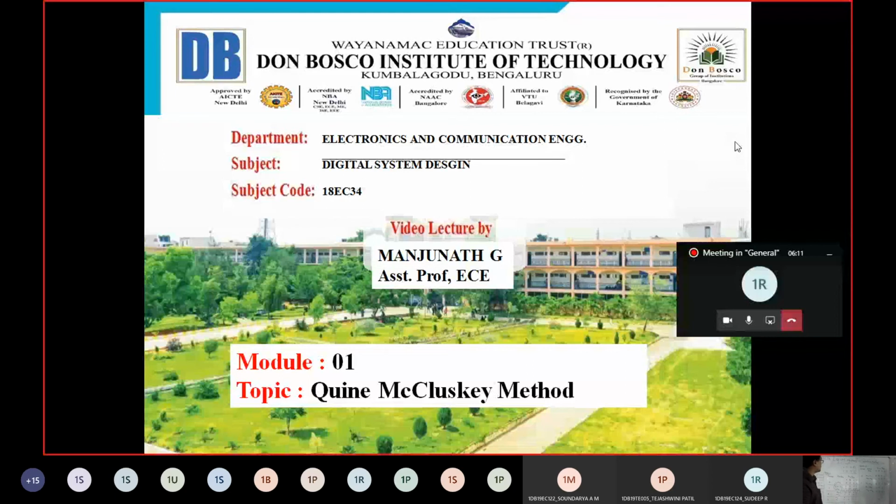So I think I told clearly. The QM method, Quine-McCluskey, is the name of a scientist, and the other name for this is the tabular method. Then I took an example to explain this. I told you there are 5 to 6 steps to be followed. In the last class we finished till step 2, so we'll try to continue. Before that, we'll just repeat the things. What happened in the last class?